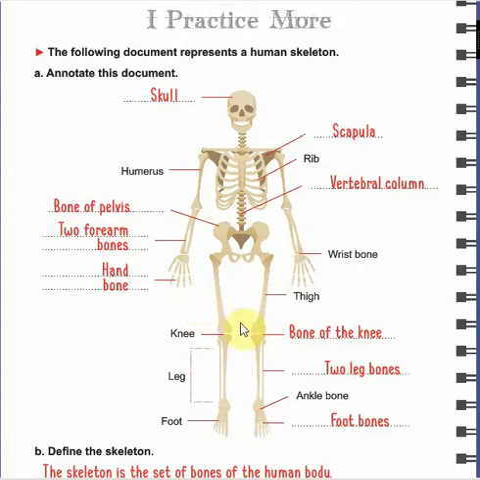In the lower limbs, these are the lower limbs. Okay, يعني من تحت pelvis to the foot. We have the thigh. Thigh اللي هي البون اسمها thigh يعني الفخذ. We have the knee bone. We have the leg bone or two leg bones. We have the ankle bone. الأنكل هو الكاحل and the foot bones. Okay?